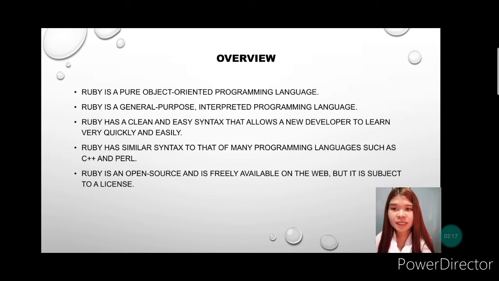Ruby is open source and is freely available on the web, but it is subject to license. So Ruby is very downloadable on the web.